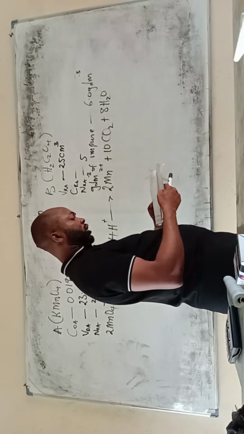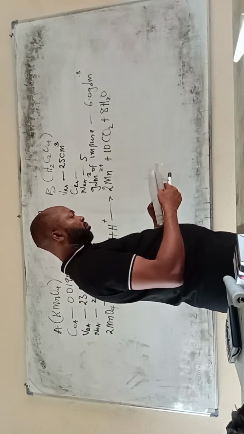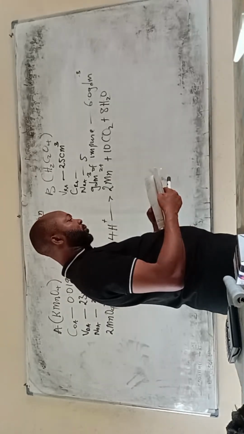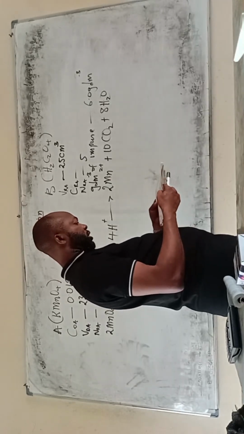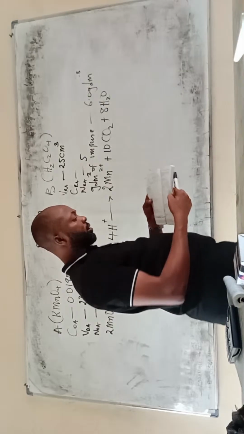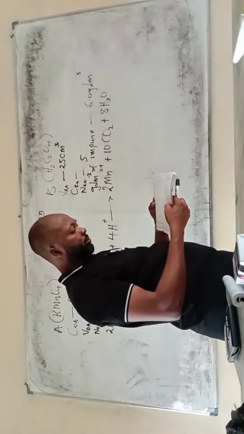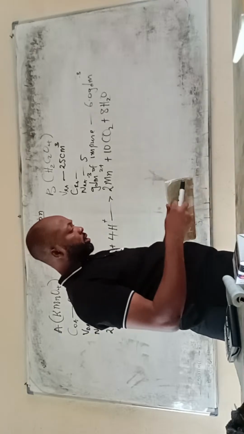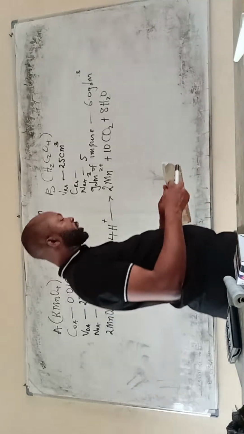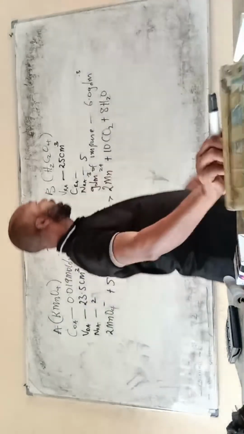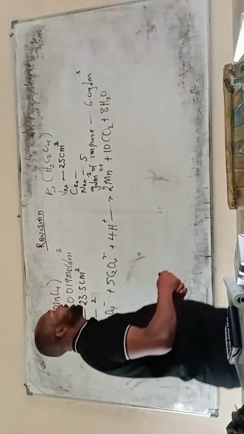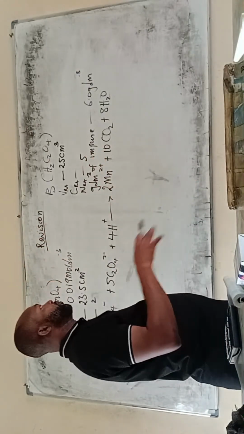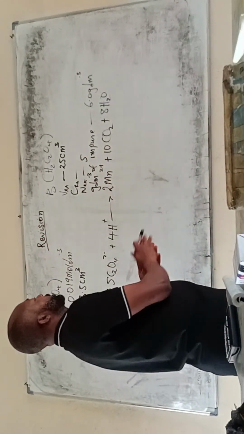Tabulate the titre values and the average volume of A used. The indicator is given. Are there no questions? There should be questions here. Patience a little bit. Okay, after that, we are asked to calculate the percentage impurity. So let's see how that goes first of all.